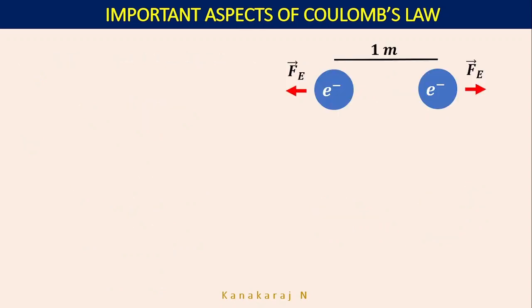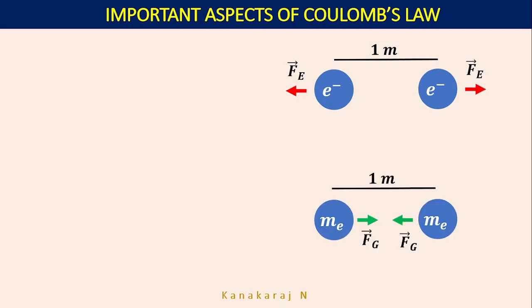Here, it's an electron. Each one is an electron separated by a distance of 1 meter in a given medium, maybe air medium. Now the same electron with the mass Me, separated by a distance of 1 meter in the same medium. Good. So in the first diagram, it experiences electrical force. In the second diagram, it experiences a gravitational force. Now we are going to compare the ratio of these two forces.